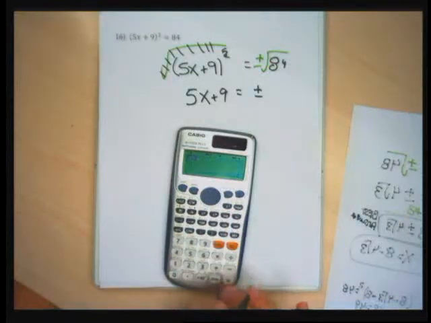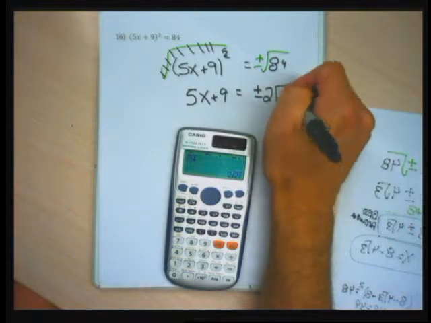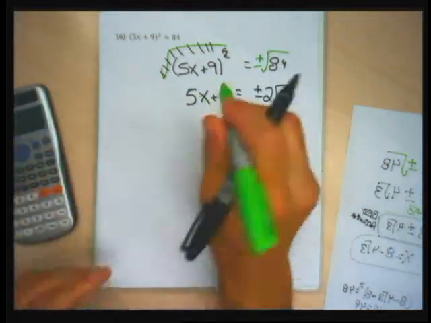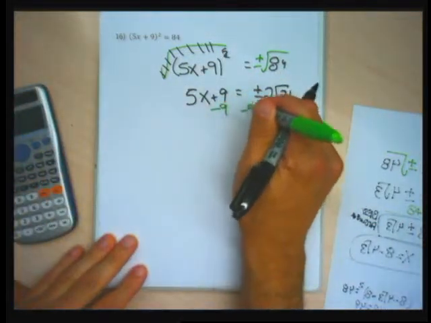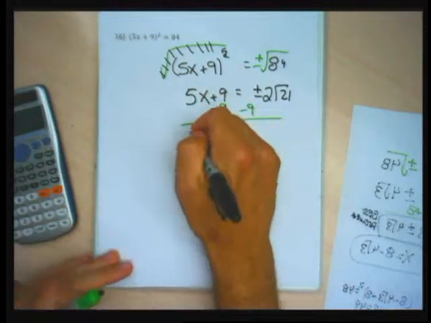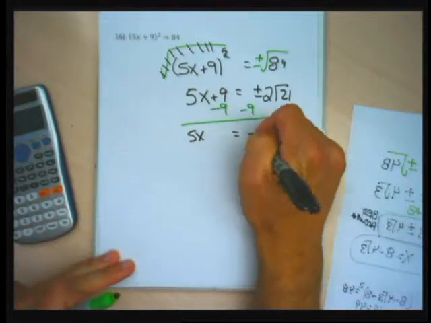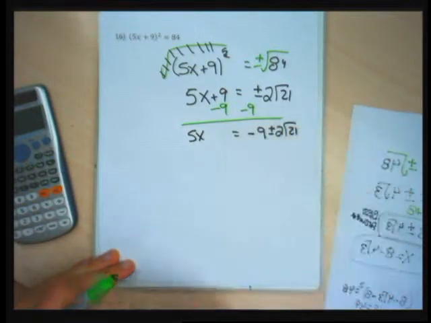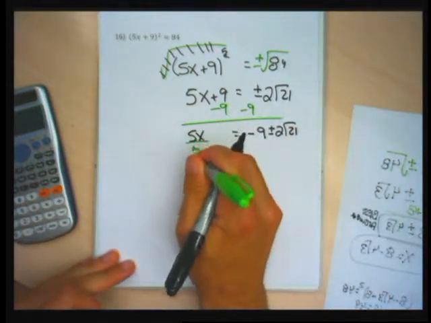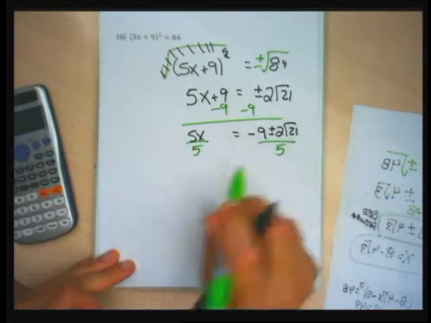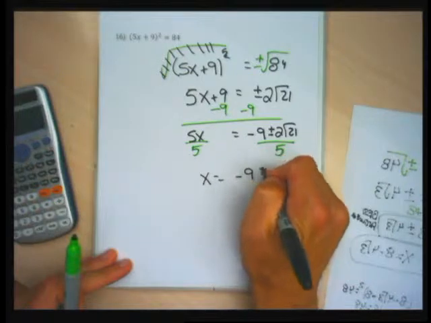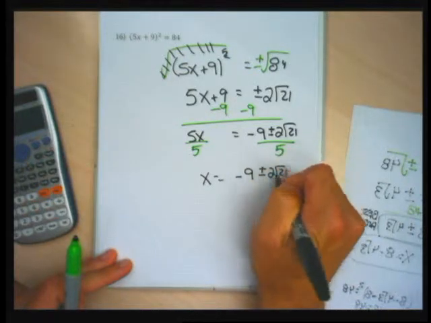Square root of 84 reduces to 2 times the square root of 21. I'm going to get it solved for x by minusing 9. I get 5x equals minus 9 plus or minus 2 square root of 21. And then I'm going to divide both sides by 5. I'm going to get x equals minus 9 plus or minus 2 square root of 21 over 5.